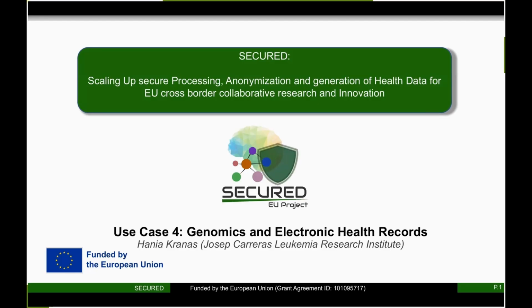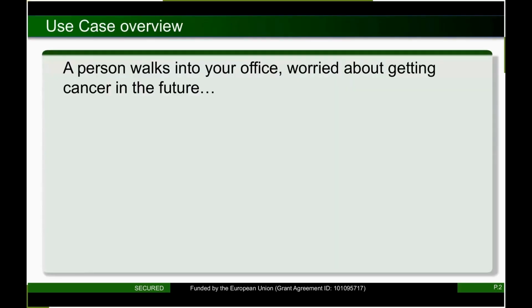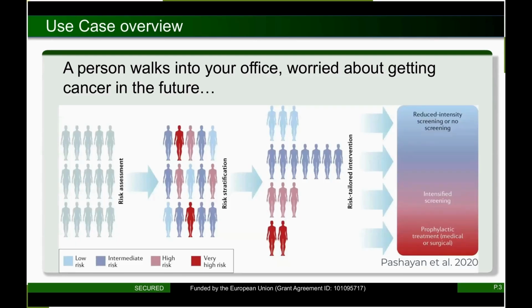So without further ado, to explain how our use case is built, imagine that you're a doctor and a person walks into your office worried about getting cancer in the future, or any other type of disease for that matter. You would like to be able to advise them on what they could do based on their risk. Here you can see on this plot a group of different people that might come into the office, and we don't really have a way of differentiating them, right? So we want to find a way to assess their risk.